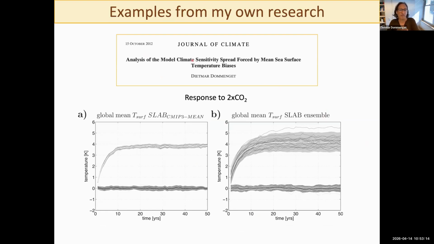So here's a study where I try to figure out whether the mean sea surface temperatures matter in terms of making the correct climate change projections. So I'm arguing here that the biases that the models have in the mean sea surface temperatures affect the global warming response. And what I show you here on the left is basically response experiments with 2 times CO2. So you see here an ensemble of atmosphere model with a slab ocean.